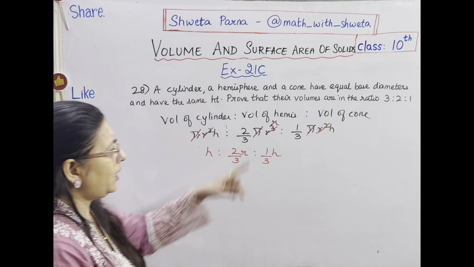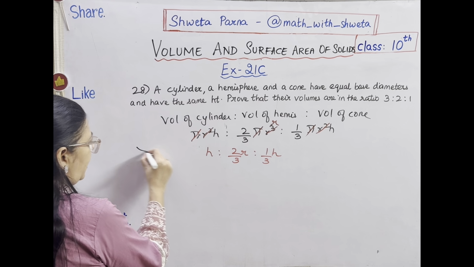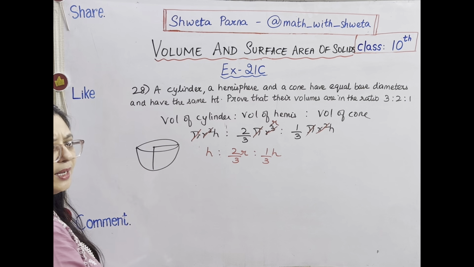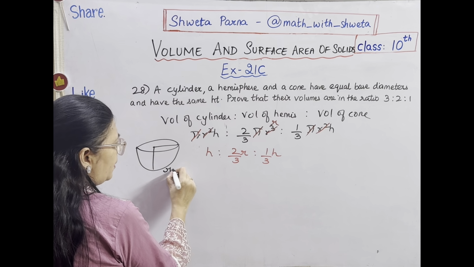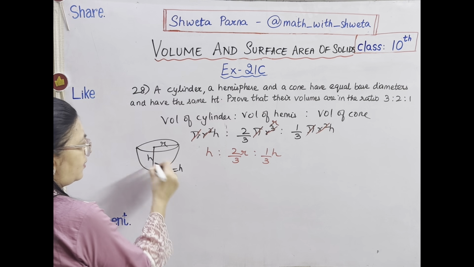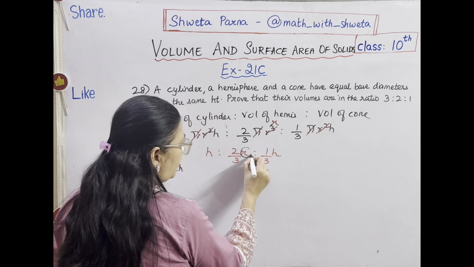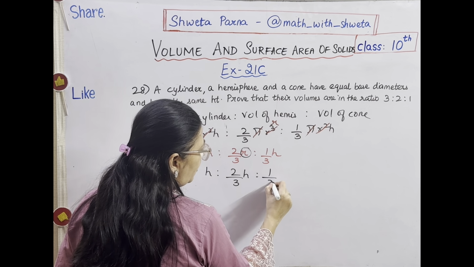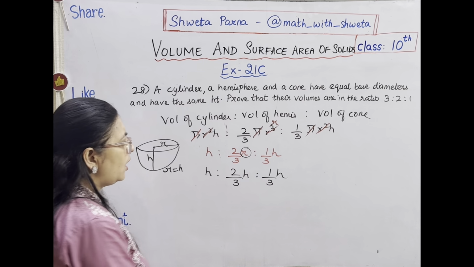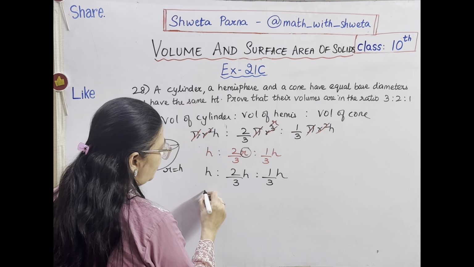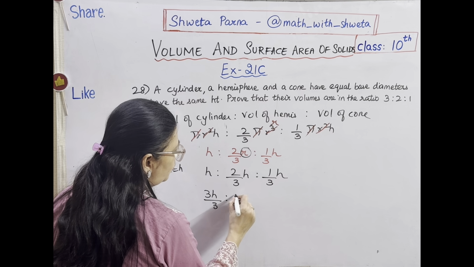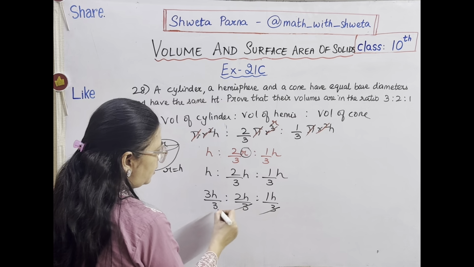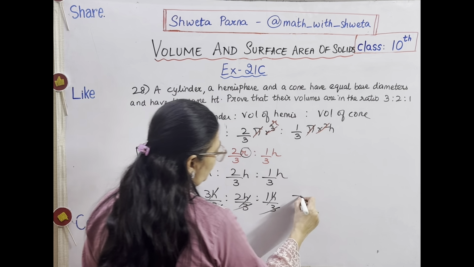Now children, in case of a hemisphere, the radius and the height will be same, correct? So r will be equal to h. This is the radius, this is the height, it will be same. So here we can convert this. So h is to 2 upon 3 h is to 1 upon 3 h. Okay. Now take the LCM. The LCM is 3h upon 3 is to 2h upon 3 is to 1h upon 3. 3 cancel, h cancel. So what you are getting?